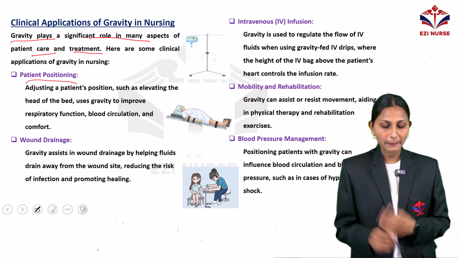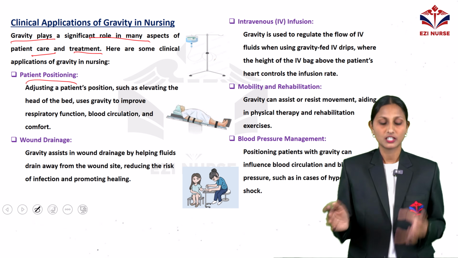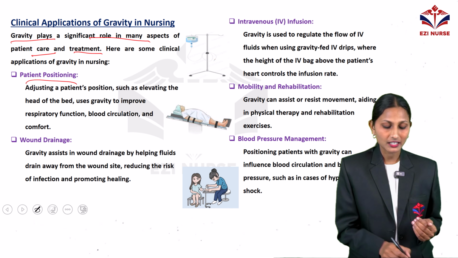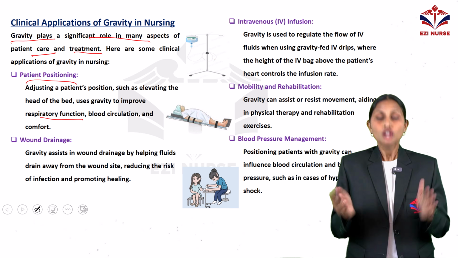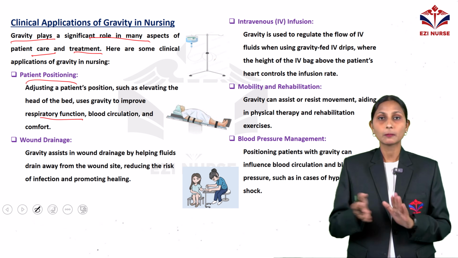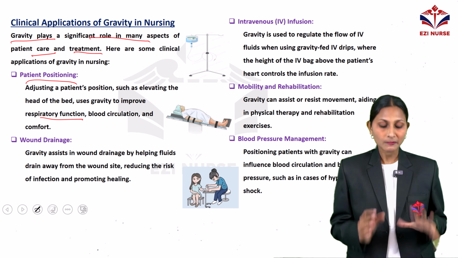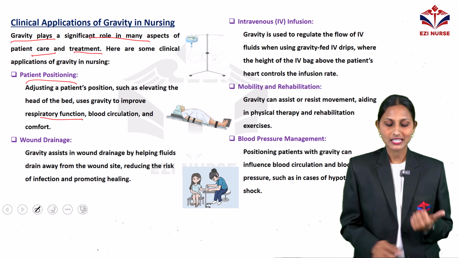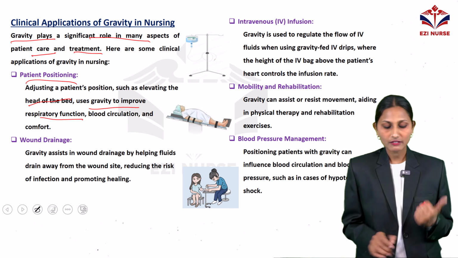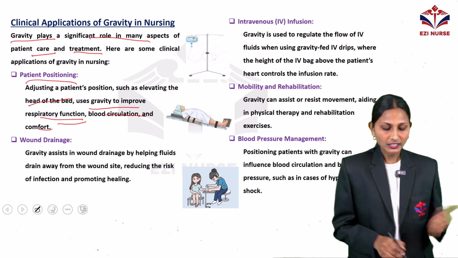The first one is patient position. Patient position will be different for different disease conditions. If the patient has any respiratory dysfunction, we will give the Fowler's position so that breathing is facilitated. For positioning, gravity is helpful. Adjusting the patient position, such as elevating the head of the bed, uses gravity to improve respiratory function, blood circulation and comfort.